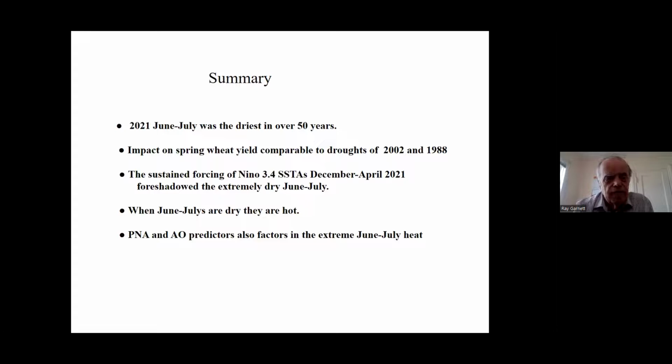June-July of 2021 was the driest in over 50 years. The impact on spring wheat yield was comparable to the droughts of 2002 and 1988. It was really the sustained forcing of Nino 3 sea surface temperatures, December to April, that were the main causal factors, as we understand it. When June and July are dry, they tend to be hot, and a couple of other predictors seem to support the June-July heat as well. So that's what we came up with. This is empirical statistical work, and it's worked.